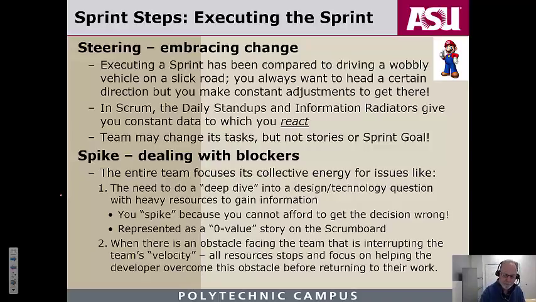One is a reminder that the entire team owns and is responsible for delivering the product. So when an issue comes up, and an issue that basically impedes the team from making any progress, that's called a blocker. The team will focus its collective energy. Well, what does that mean? Well, in agile terms, that's called a spike.